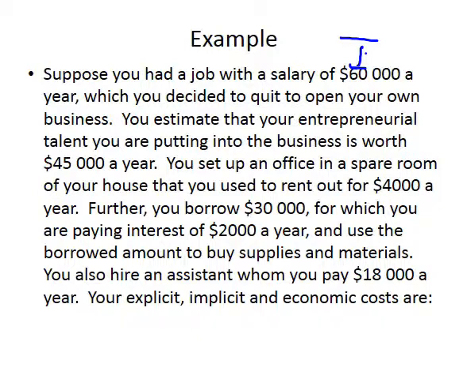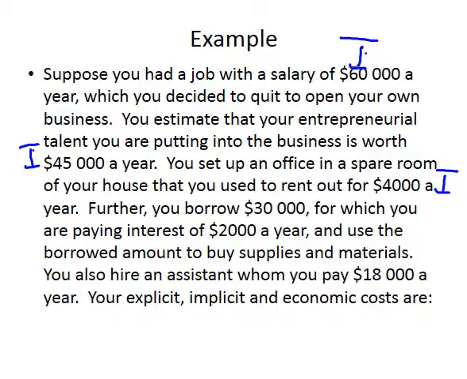You estimate that the entrepreneurial talent that you're putting into the business is worth $45,000 a year. Again, is that $45,000 a year actually being paid out? Is it actually a transaction that's being paid? The answer is no. So again, this is an implicit cost. You set up an office in a spare room of your house that you used to rent out for $4,000 a year. Again, is money actually being given from one party to the other? The answer is no. So this as well is an implicit cost.